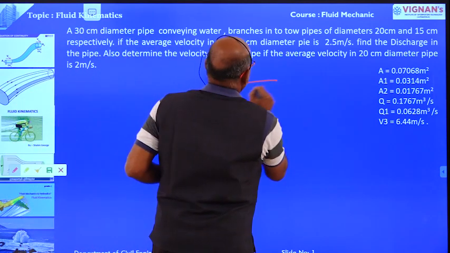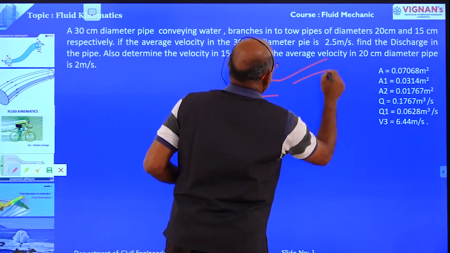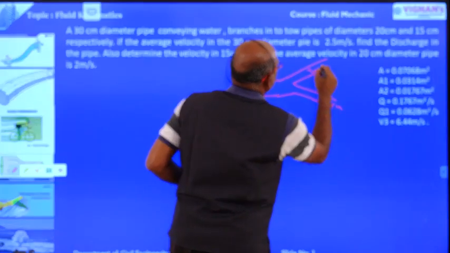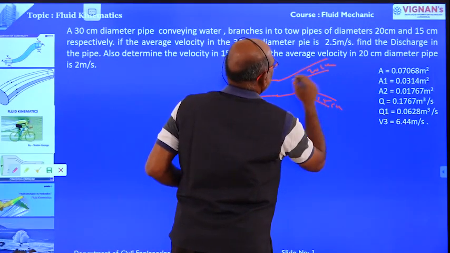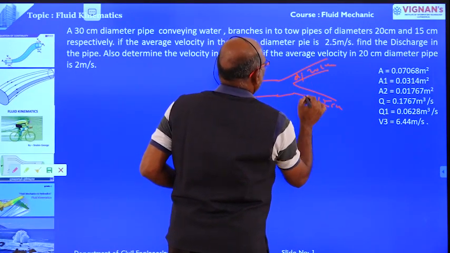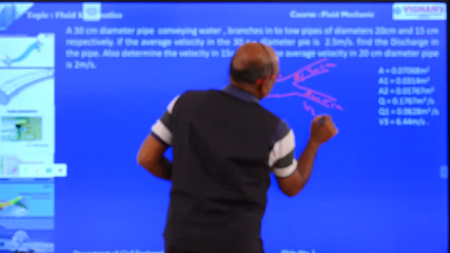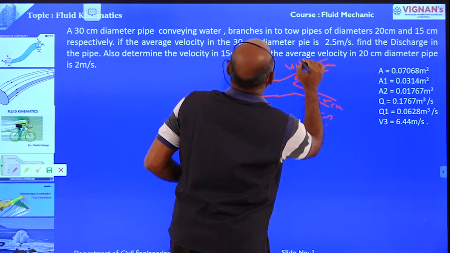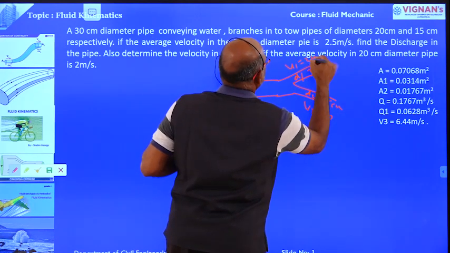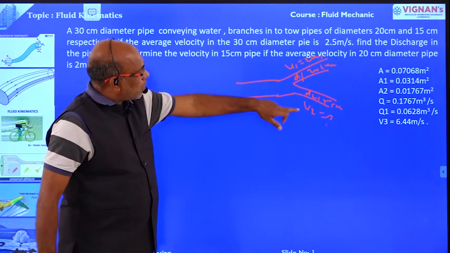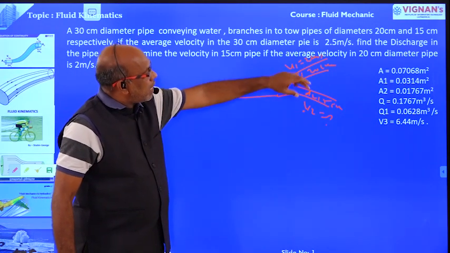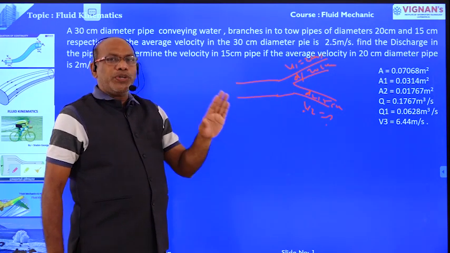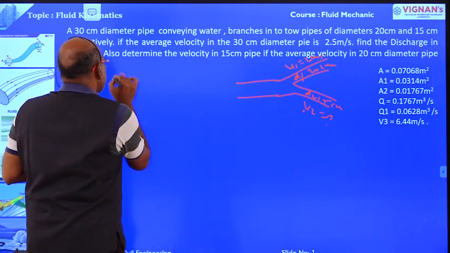right, this is the main pipe, this is the branch pipe, this is the 15 centimeter dia pipe, this is the 20 centimeter dia pipe. This is D1, this is D2. V2 is what we are going to determine. V1 is given, that is equal to 2 meters per second. So now we are going to determine the velocity in the 15 centimeter dia pipe. Now we are going to apply the continuity equation. What is the continuity equation?